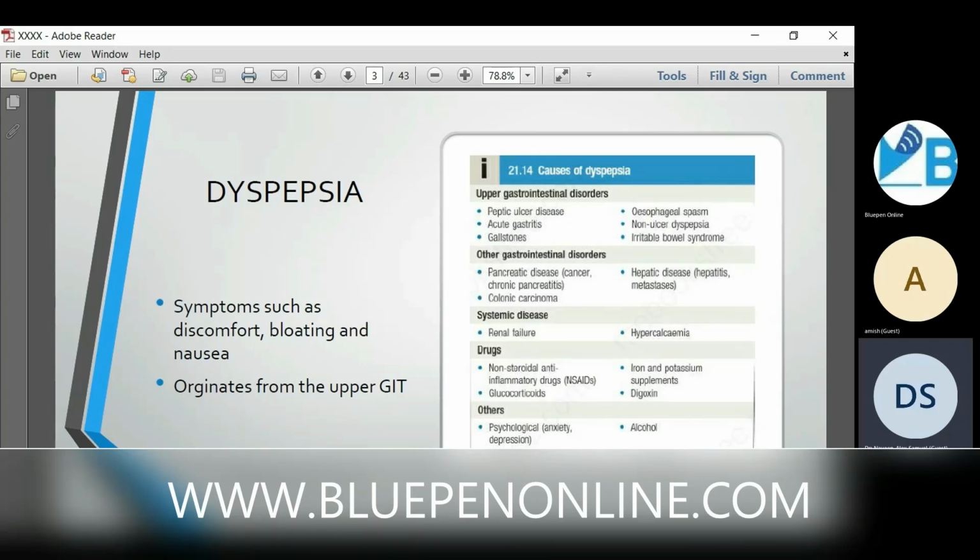Also, when you use medical terms, as one is dysphagia, they might say dyspepsia. So what is dyspepsia? Symptoms such as discomfort, bloating, and nausea. Dysphagia is difficulty in swallowing, whereas dyspepsia, it's actually there in the word only. Dys means difficulty. Pepsia means there is increased peptic acid secretion.